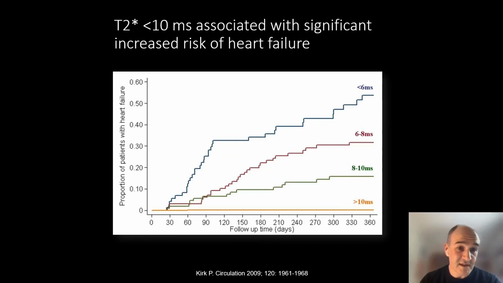And this is really interesting. You can see here there's very good correlation between T2 star relaxation time and patients who have heart failure. If you had a relaxation time of greater than 10 milliseconds, you were normal. However, if the relaxation time was less than 6 milliseconds, there was a much higher incidence of heart failure in these patients. So the correlation between this measurement and symptoms was very impressive and led to appropriate chelation therapy.